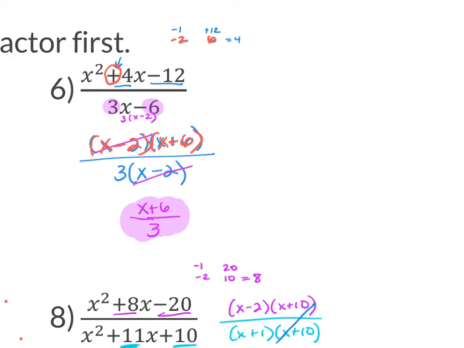And then in the denominator, I can take out a 3, and I end up with 3 over x squared, x minus 2. The x minus 2's cancel, and what's left is x plus 6 over 3.